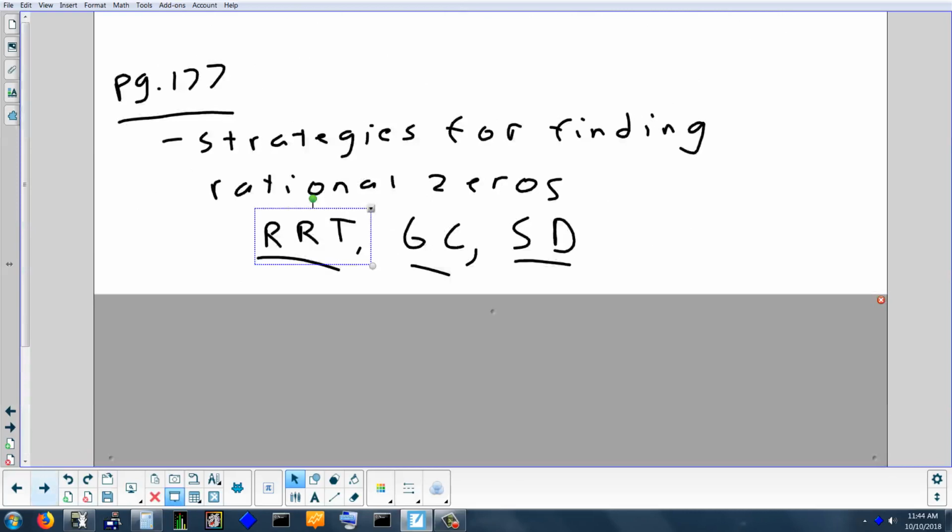All right, so the strategies for trying to find rational zeros: we always start with the rational root theorem. That gives us a list of possibilities. Then use the graphing calculator to eliminate ones that don't even look close. And if you find one that you think is close, we use synthetic division and divide through by the root.